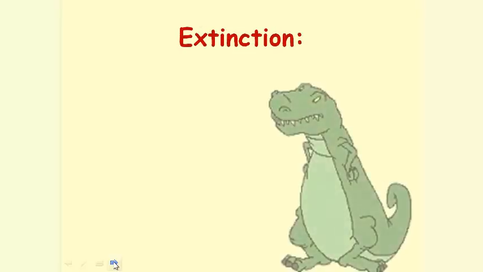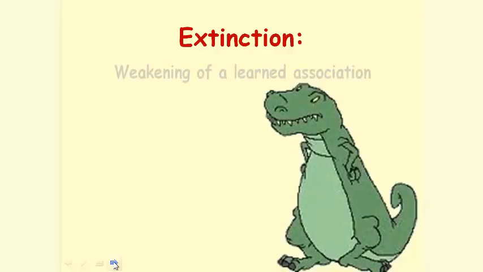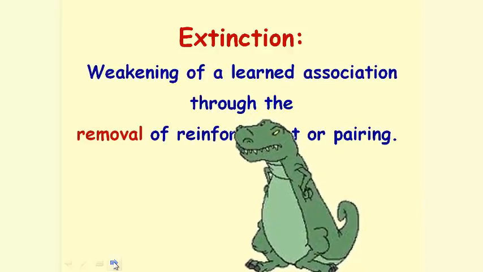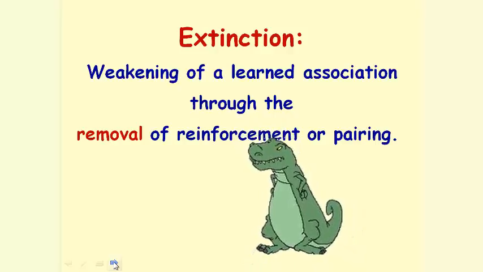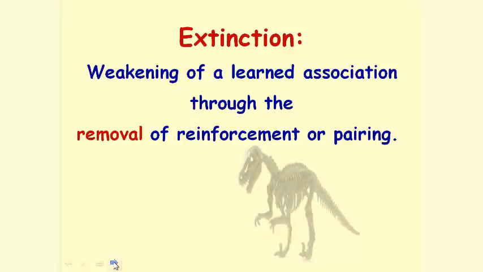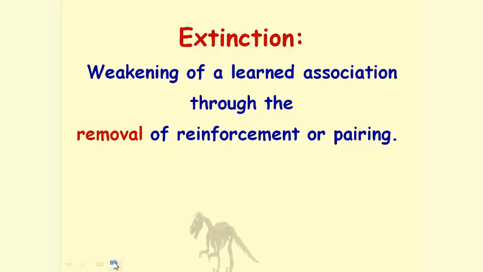Extinction is the weakening of a learned association through the removal of reinforcement or pairing. An organism will continue a behavior longer with random reinforcement before extinction. Again, extinction means the behavior is no longer repeated.